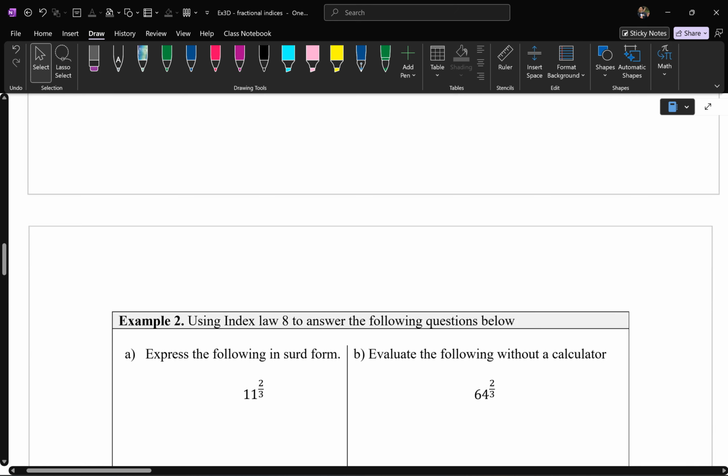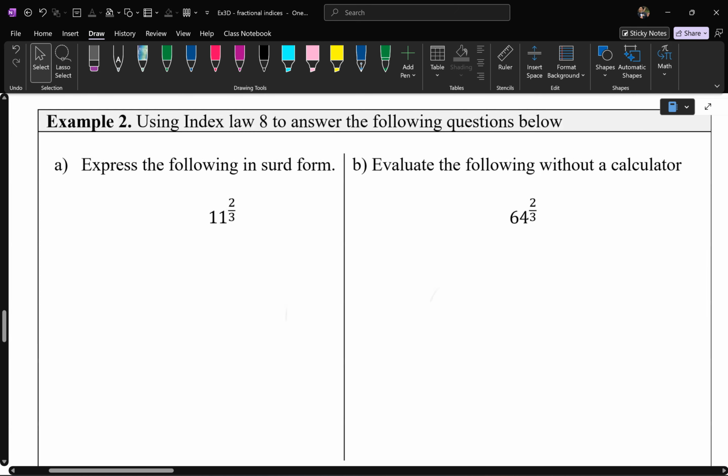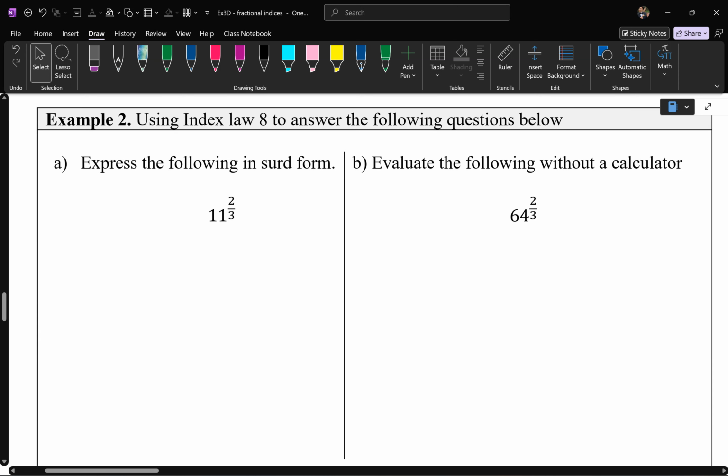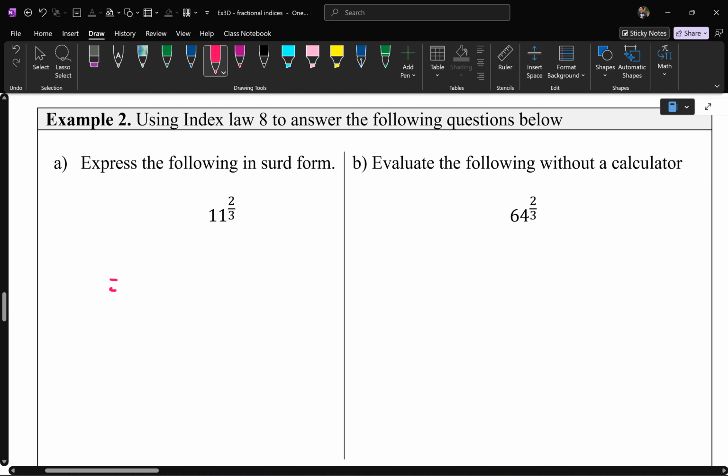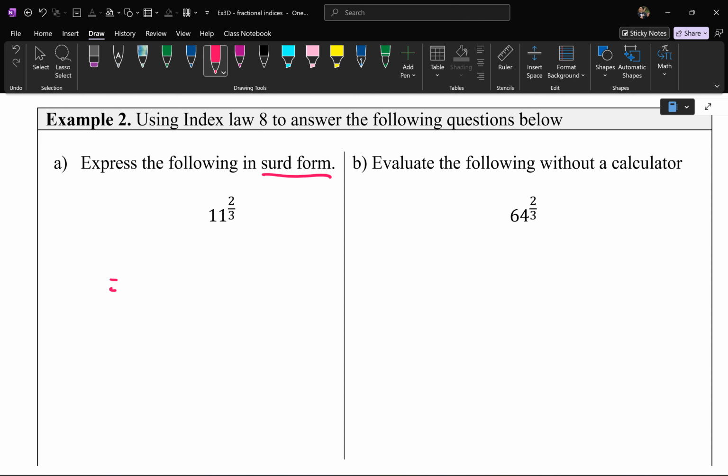Turn over the next page. All right. So these questions now is about you expressing and evaluating. Let's try this one. Let's go with A. Example 2A. Express the following in surd form. So this is different. This time, instead of indices, sometimes you do want an answer in surd form because maybe all the other questions are in surds. Then you can simplify using surds. So 11 to the power of 2/3 using your index law number 8. So think backwards now. What should the answer be? Let's go with Toby. What do you think the answer should be?